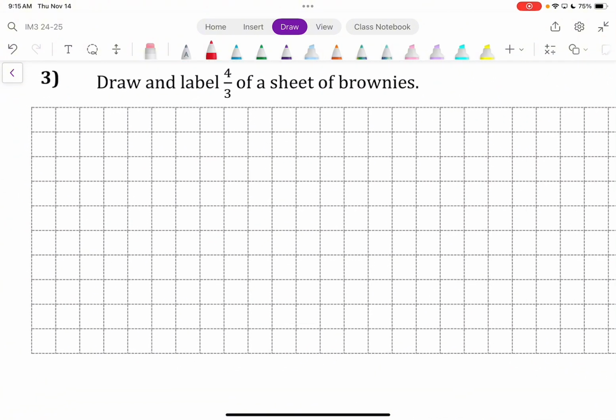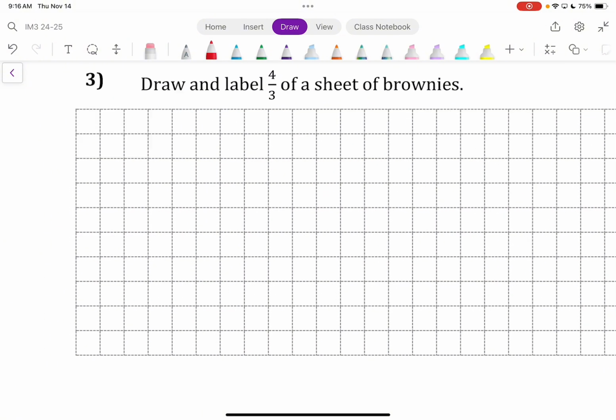Draw and label 4/3 of a sheet of brownies. So this is an improper fraction. 4/3 is bigger than a whole. So theoretically, when you shade in, you should have more squares than the initial 48 because you have a third extra basically. Now, to determine once again how many little squares you need, you would need to split up 48 into thirds, giving you an even amount of 16 little squares.